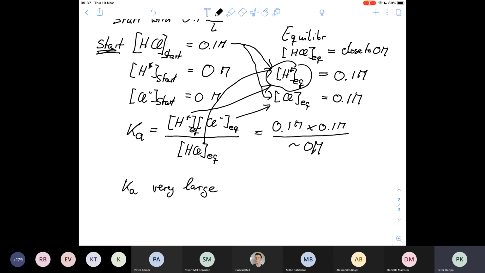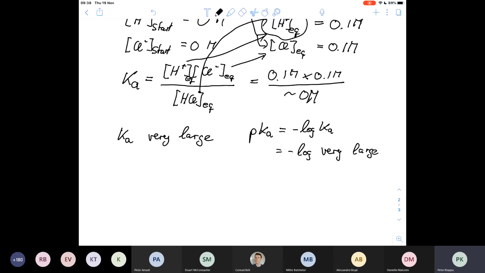Now, what happens if we do pKa? Well, we just simply say pKa is negative log Ka. What do we get if Ka is very large? pKa is minus log of something very large. What do we get for pKa if we take negative log of very large? Very small. Absolutely right. So pKa in this case is very small.